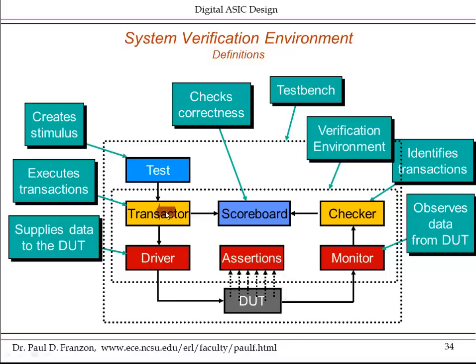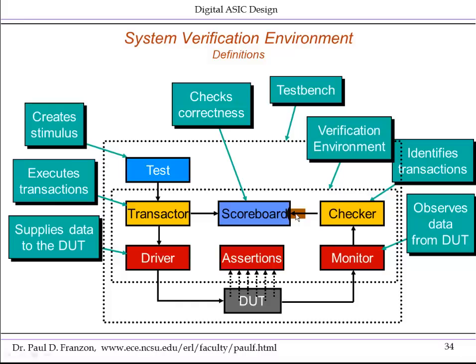We have, in yellow here, the golden model. This produces vectors for the design under test and checks the results against its own simulation of how the part should behave. The driver and the monitor provide that interface. A scoreboard is kept here. The scoreboard tells us where we're at in terms of the simulation.